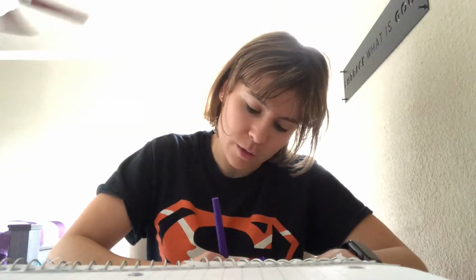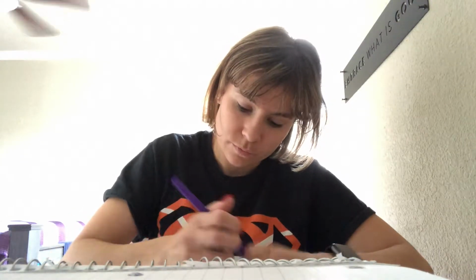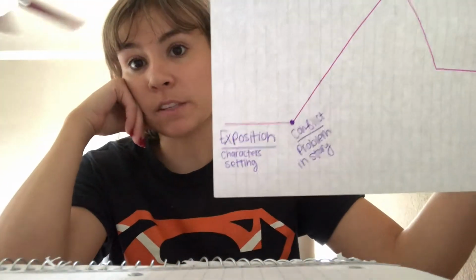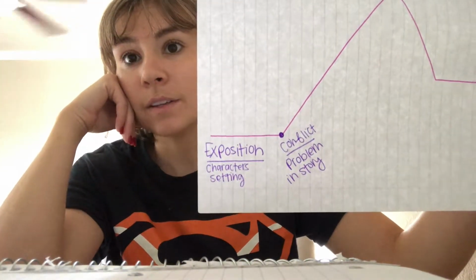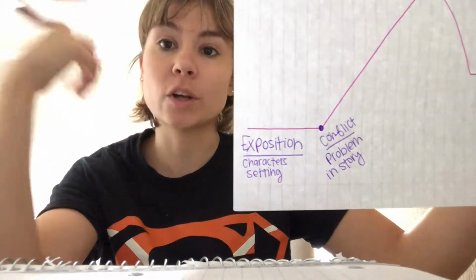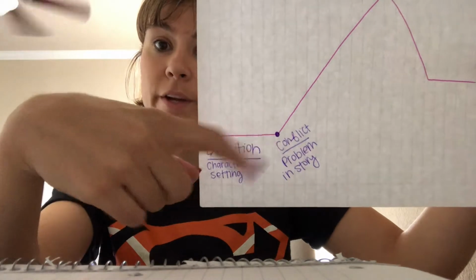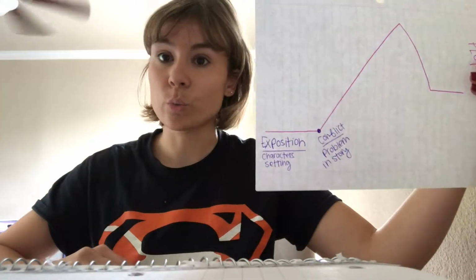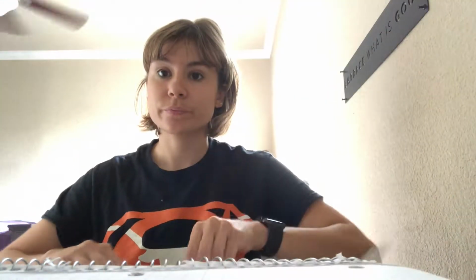So conflict is the problem in the story. And it's a part of the exposition, okay? So that's when our story starts to get interesting. It's what drags us in to the story so we can continue to read the story.